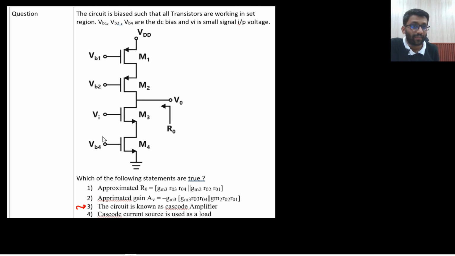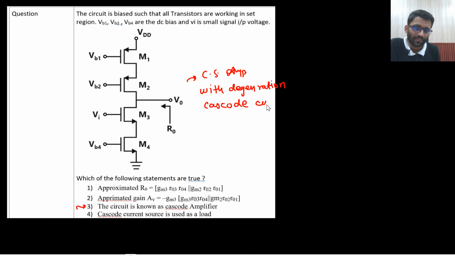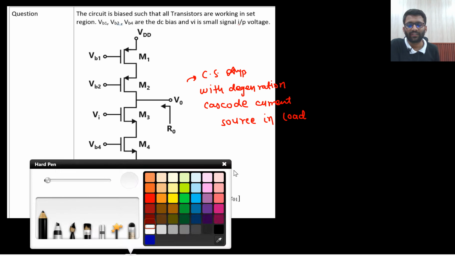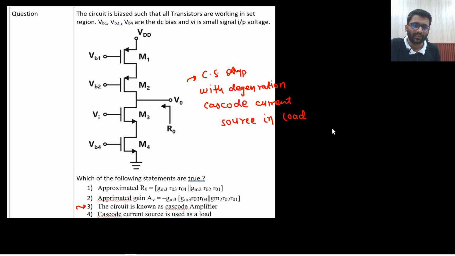If it was a cascode amplifier, then V in would be here. When I was teaching you cascode amplifiers, I taught this circuit, and I told you many people get confused. That's why I asked this question. This is a common source amp with degeneration, and there is a cascode current source in the load. This is a very standard circuit, so this will be replaced with r0 only.